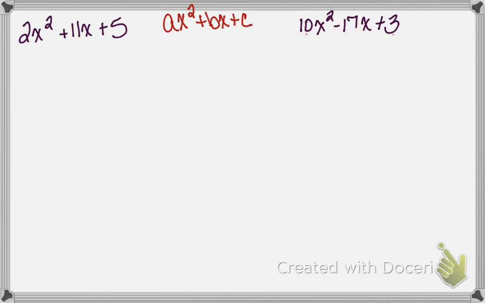So, we can't use the same method as we did previously. It's similar, but it's not exactly the same. What we have to do in order to solve this is identify our sum and our product. Okay? Our sum stays the same. Okay, so I'm going to identify my sum and my product.